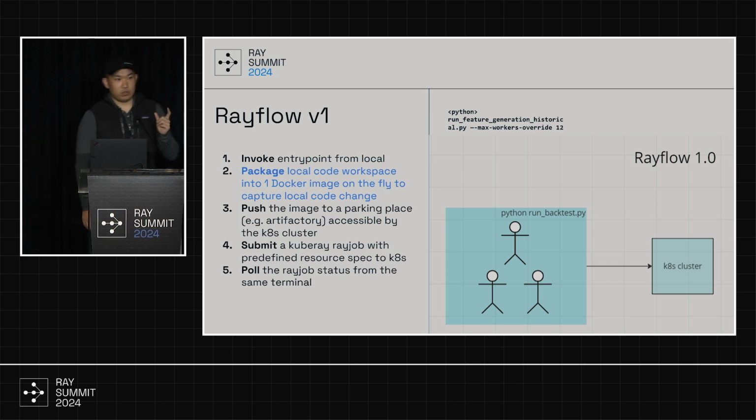But let's break it down to what happens behind the scenes. So first of all, you run the entry point. Secondly, what the workflow should do is package your local workspace into a Docker image and push it to somewhere, right?